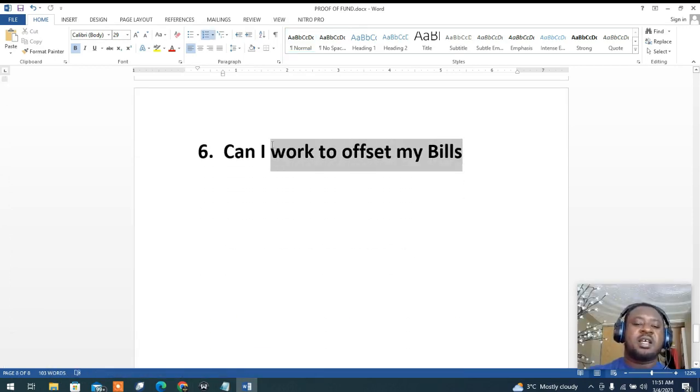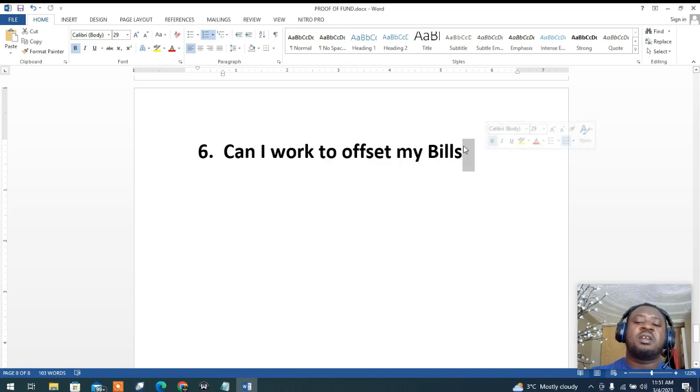So let's go to the last stage, the final stage. Can I work to offset my bills? Yeah, this question is kind of, can I work to offset my bills? There are a lot of work in Canada. Now it all depends on you. Yeah, you can actually work to offset your bills. Now it depends on the kind of bills you're talking about. You see, your living expenses or your tuition fee, so it depends.